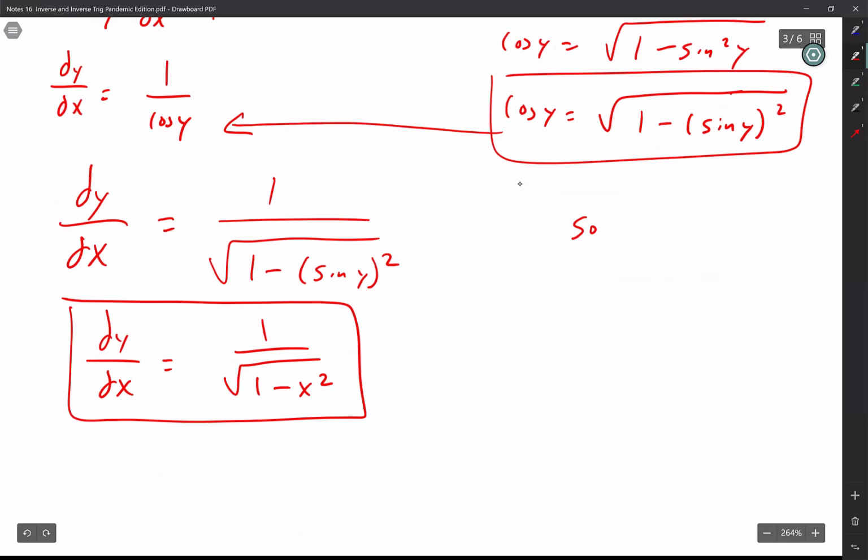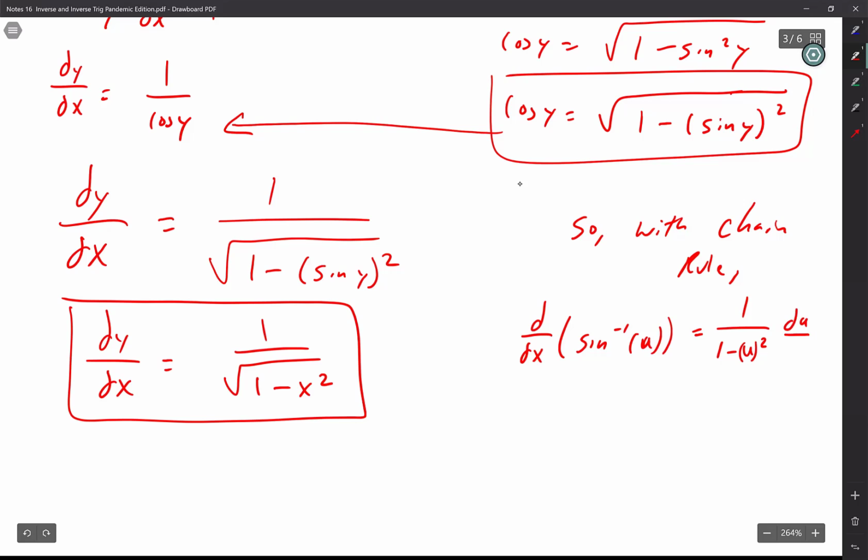So with chain rule, d dx of arc sine of u, where u is differentiable with respect to x, you're going to say 1 over the square root of 1 minus u squared, times du dx. We're okay, guys? Okay.